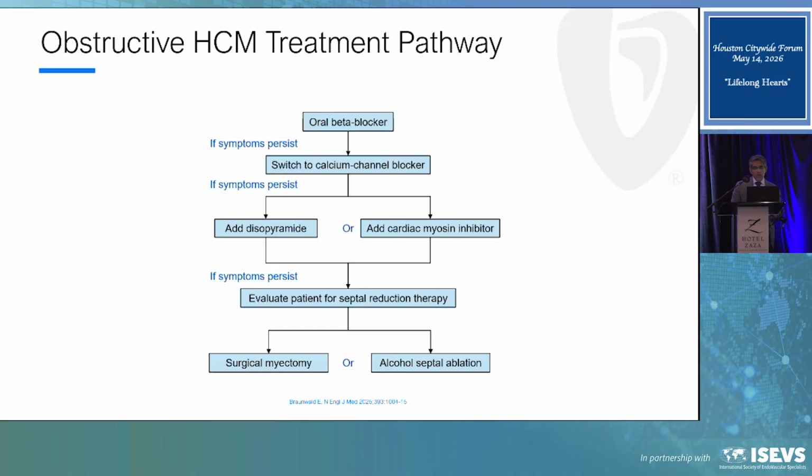With myectomy, this takes careful precision from a surgeon that has a lot of experience, and we'll talk more about this in a second. So current treatment pathways include oral beta blockers, then for symptoms that persist, a switch to calcium channel blockers, followed by consideration of disopyramide. Then the current guidelines suggest adding a cardiac myosin inhibitor in persistent symptomatic patients. If symptoms persist, then evaluate for septal reduction therapy, or SRT, that can be done via myectomy or alcohol septal ablation. So let's concentrate on medical therapy first.